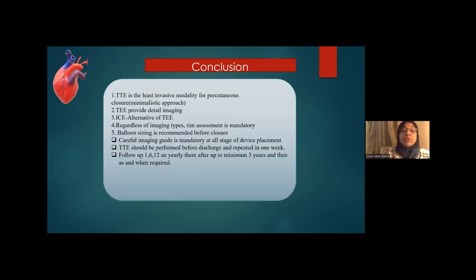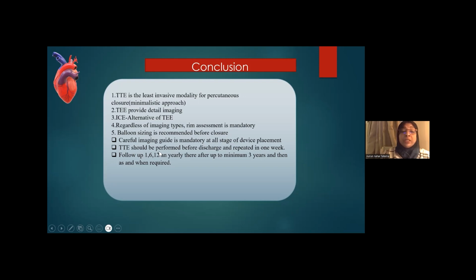So in conclusion, transthoracic echocardiography is the least invasive modality of percutaneous closure in a minimalistic approach. Transesophageal echocardiography provides detailed imaging of the atrial septal defect. Intracardiac echocardiography is an alternative to transesophageal echocardiography. And regardless of imaging type, rim assessment is mandatory for device closure. Balloon sizing is recommended before closure for all large ASD cases. And in our center, we use this protocol. Careful imaging guidance is mandatory at all stages of device placement.